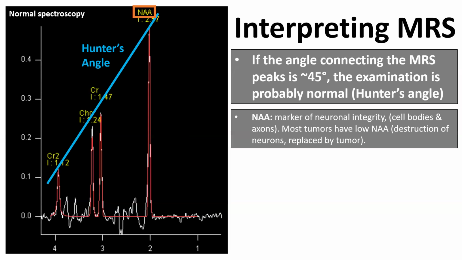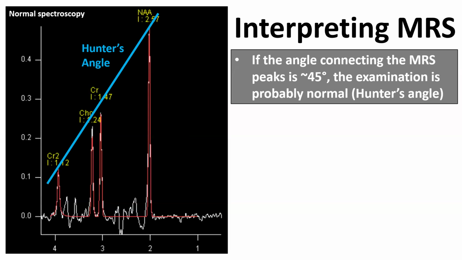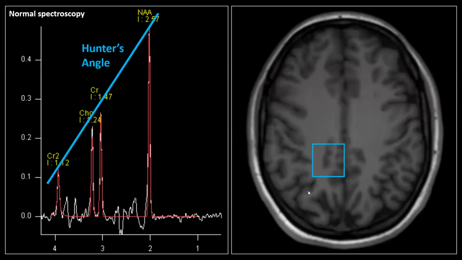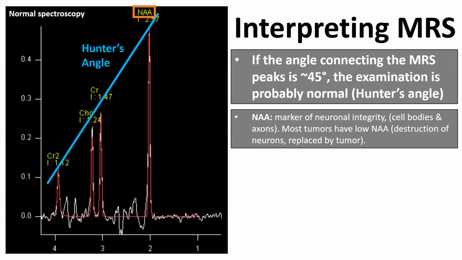Then we see several peaks here, and they also show us some of the most important metabolite peaks in MRI spectroscopy. We see the NAA peak. NAA means N-acetyl aspartate, so it's written over here, N-acetyl aspartate. And what does that signify? It's basically a marker of neuronal integrity. So the integrity of the neuronal cell bodies and also the axons.